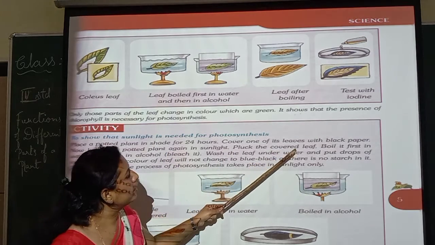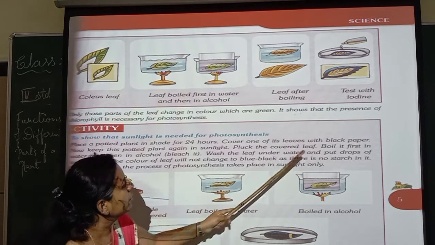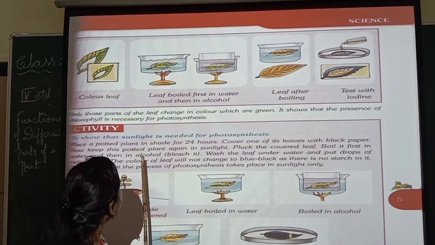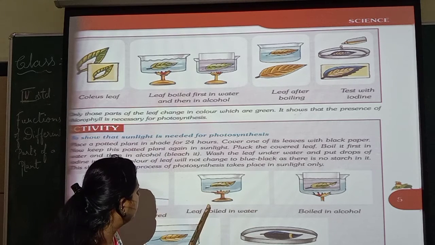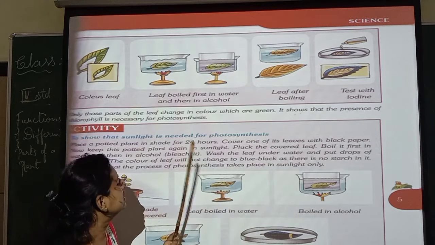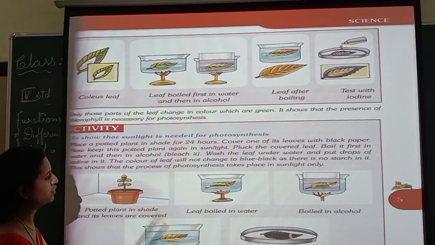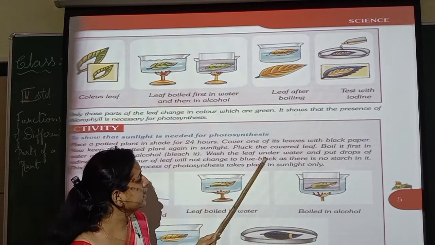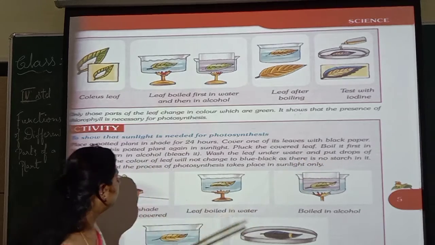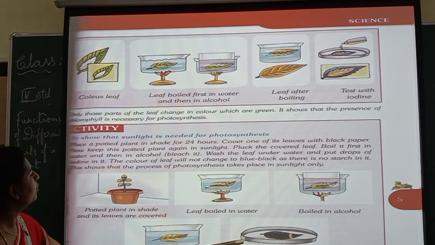Pluck the covered leaf. Boil it first in water and then in alcohol. Bleach it. See here, the leaf has become bleached. Wash the leaf under cold water, and put a drop of iodine on it.